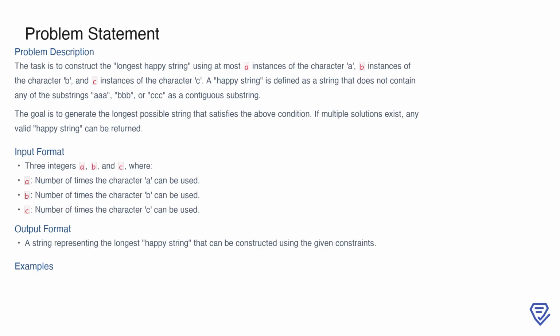A happy string is defined as a string that does not contain three consecutive occurrences of the same character, such as AAA, BBB, or CCC. The input to the problem consists of three integers, A, B, and C, which represent the maximum number of times the characters A, B, and C can appear in the string. The output should be a single string that adheres to the happy string condition, and if multiple valid solutions exist, any of them is acceptable.